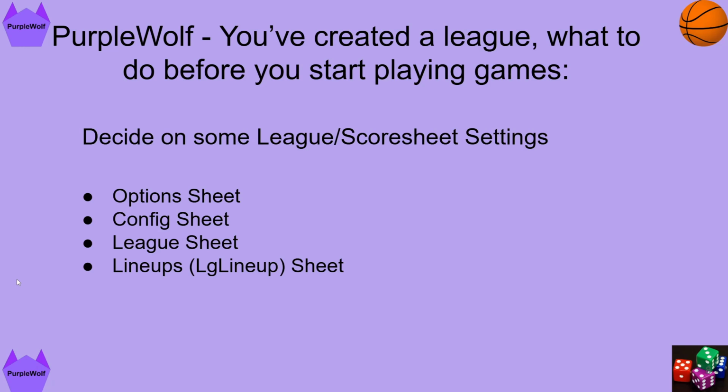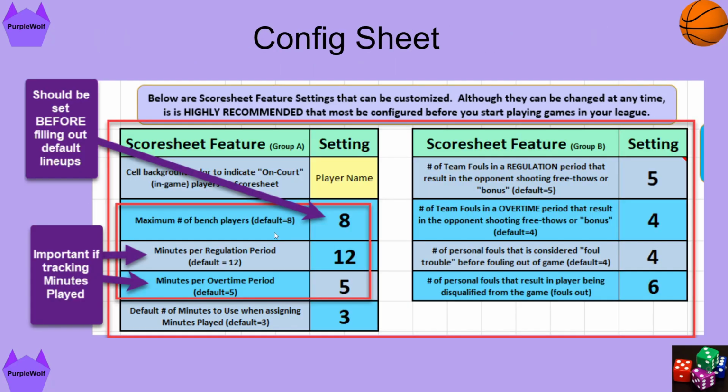I suggest there's a few settings you want to look at before you get going on the gameplay. And they're located in a few different places. I have listed here the options sheet, the config sheet, the league sheet, and then the lineups sheet. So let's take a look at those. On the config sheet, which is this, there's a few things you can look at.